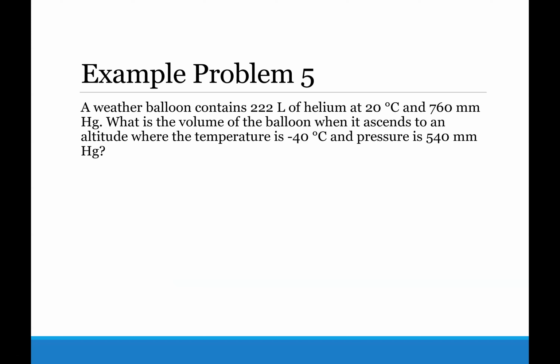Example problem 5 reads, a weather balloon contains 222 liters of helium at 20 degrees Celsius and at 760 millimeters of mercury. What is the volume of the balloon when it ascends to an altitude where the temperature is minus 40 degrees Celsius and pressure is 540 millimeters of mercury? So first of all, the balloon is ascending to an altitude that is higher than where it currently is. So that means that there is a change in conditions and that we are going to be using P1 V1 over T1 equals P2 V2 over T2.